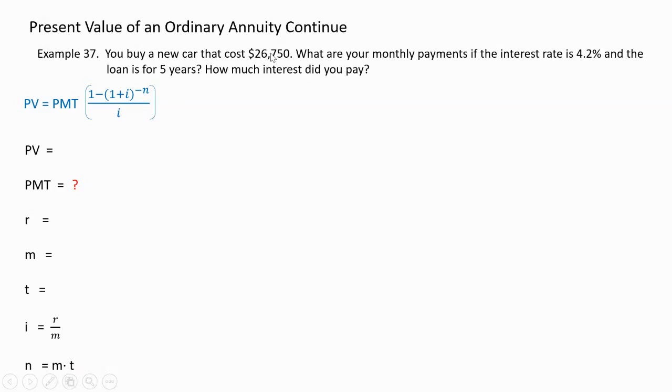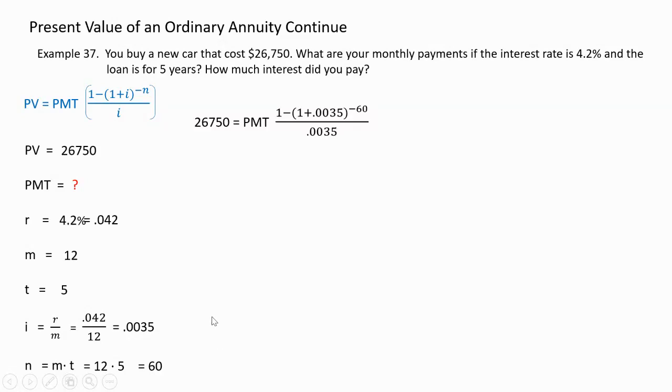The present value, the money that you borrowed from the bank, was $26,750. The interest rate was 4.2%, which will be 0.042. The payments are monthly, so the M is 12. The time is 5 years. The I is R divided by M. So my I is 0.042 divided by 12, which will give us 0.0035. My N will be M times T, which will be 12 times 5, giving us 60.